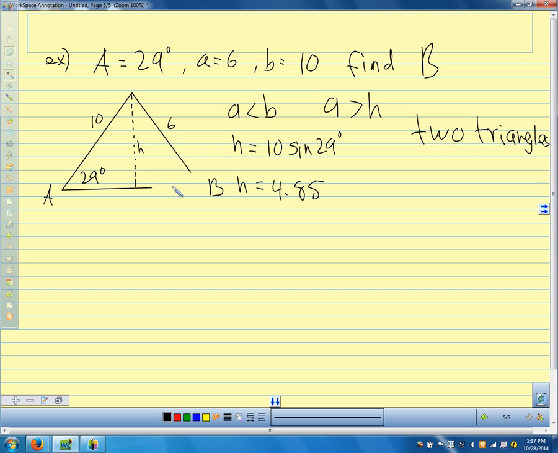So we have the situation where we could have one triangle like so. And I'm going to put my height in there. This is 6, this is 10, this is 26 degrees. So we have one triangle like this, or we could swing this side around and connect over here. So we could have one triangle that looks like this.